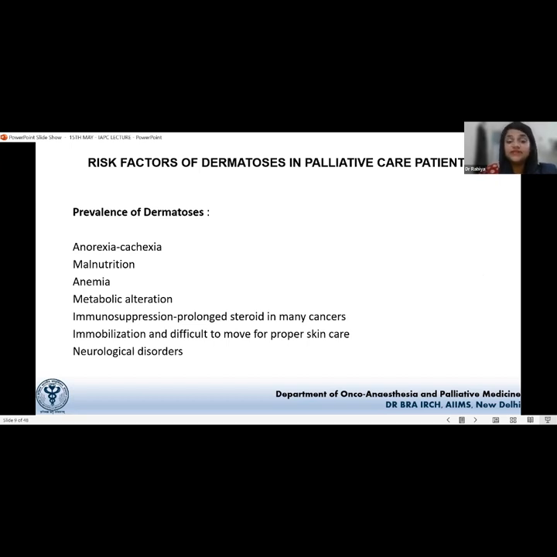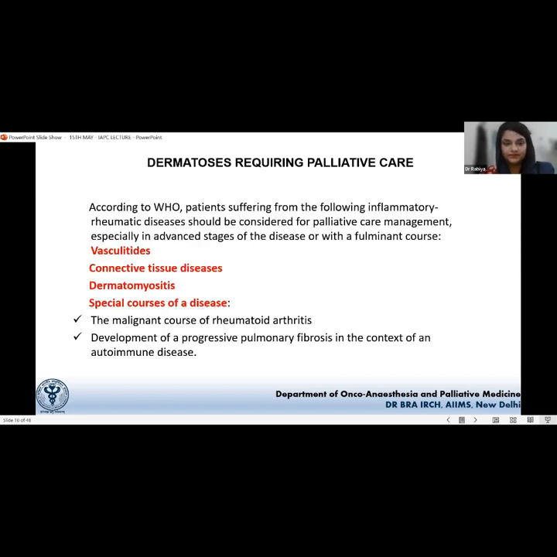Now, what are the risk factors for developing dermatosis in palliative care patients? The prevalence of dermatosis is very high because most of these patients are either anorexic or cachexic. They're very much malnourished. They can have anemia, metabolic alterations, immunosuppression because of the prolonged use of steroids, immobilization, difficulty moving for proper skincare, and neurological disorders.